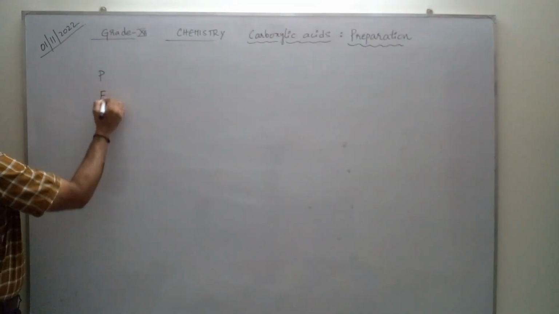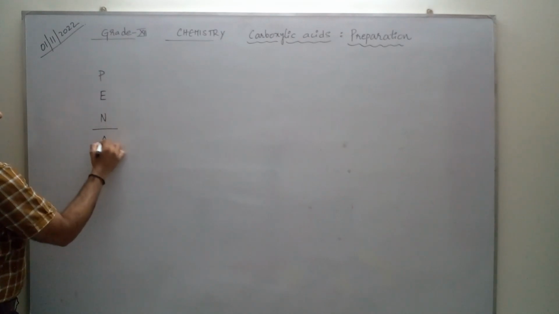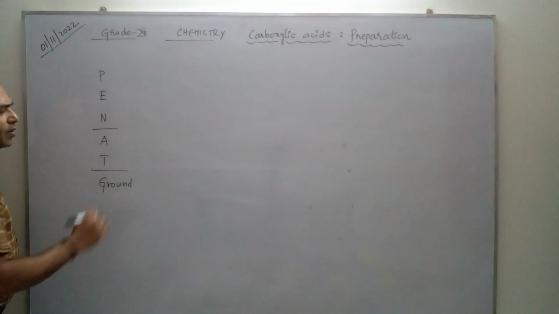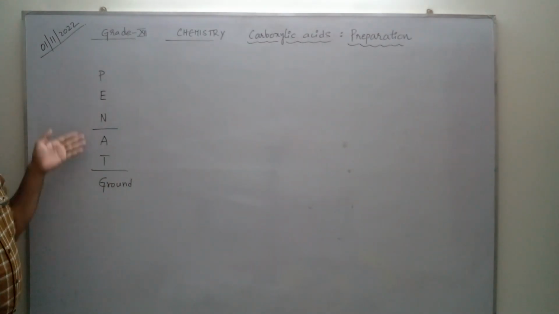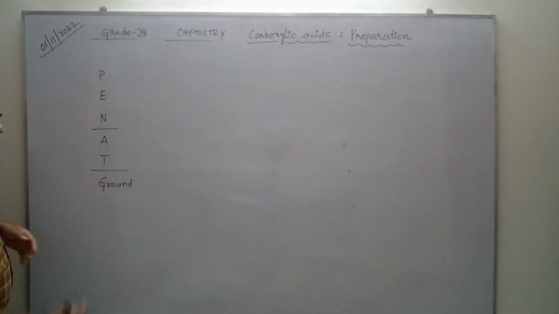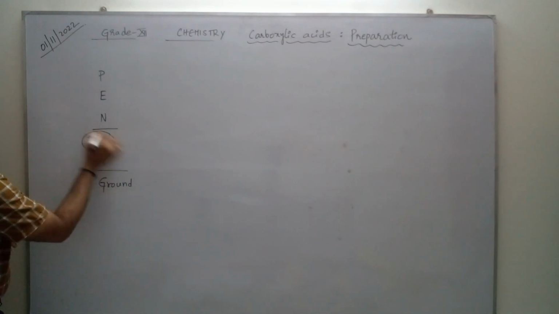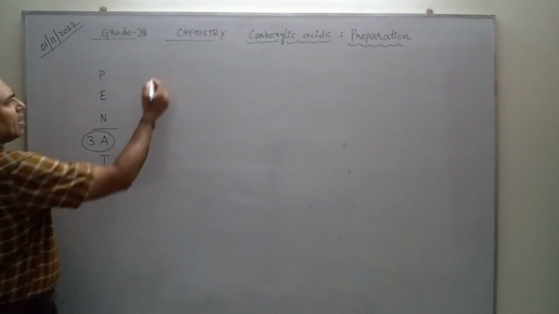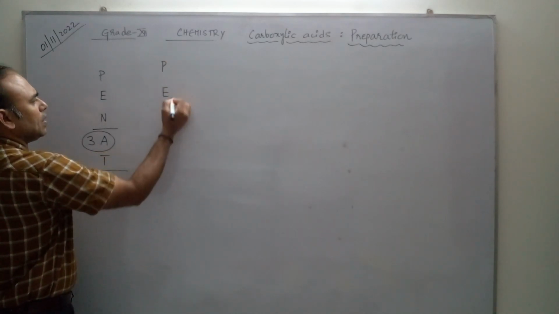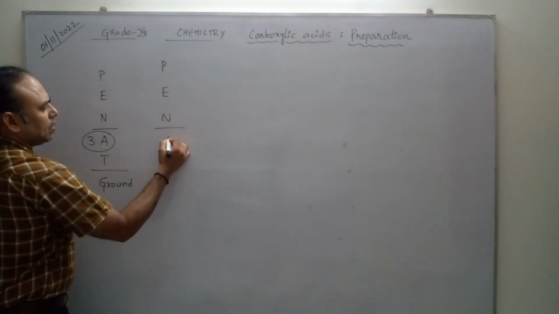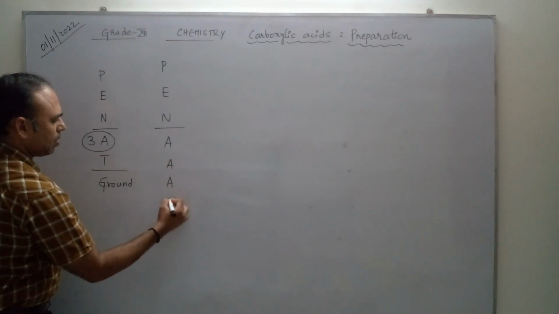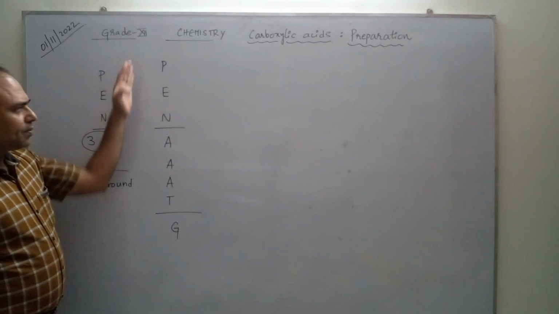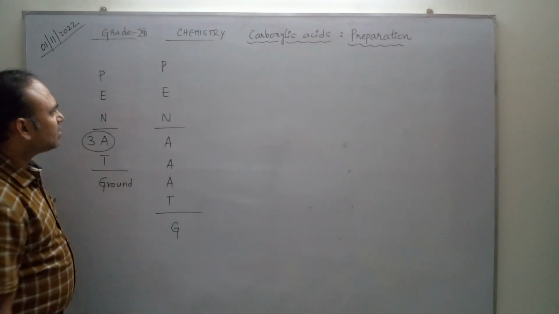The mnemonic for this is "PEN at ground", a simple statement: a pen is present, or a pen is at ground. For A alone, mention 3 here. Expanding that: P, E, N, A, A, A, P, and G. So these are the 8 methods of preparation of carboxylic acids.